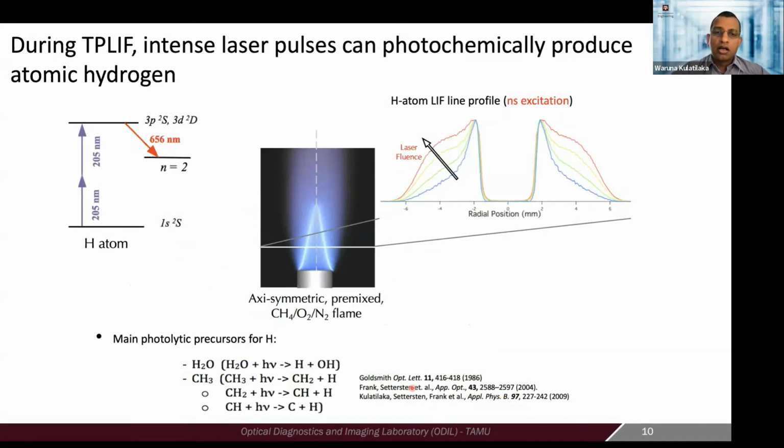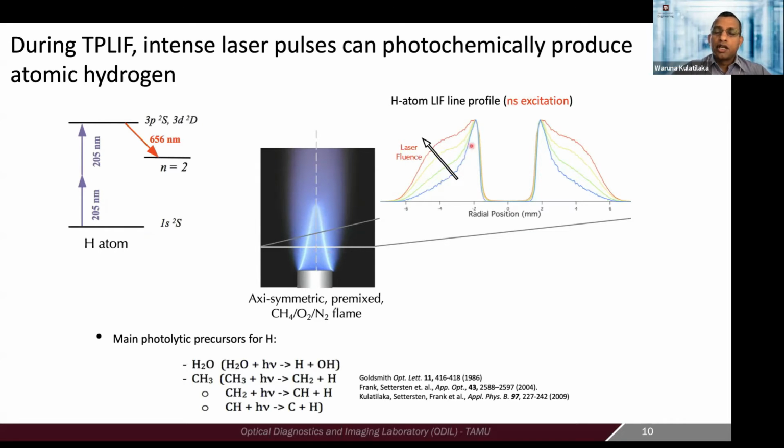So what we have done about 10 or 12 years ago, most of these excitation schemes were done using nanosecond lasers. An Nd:YAG nanosecond laser has been the workhorse laser for combustion diagnostics for many years, and it still is for most places right now. So when you use this high intensity laser for two-photon excitation, this is an example. You're sending this laser through a simple Bunsen flame, and then you're looking at the H atom LIF profile using a nanosecond laser.